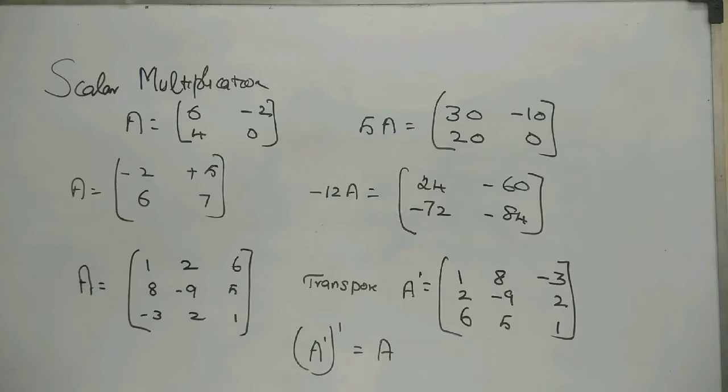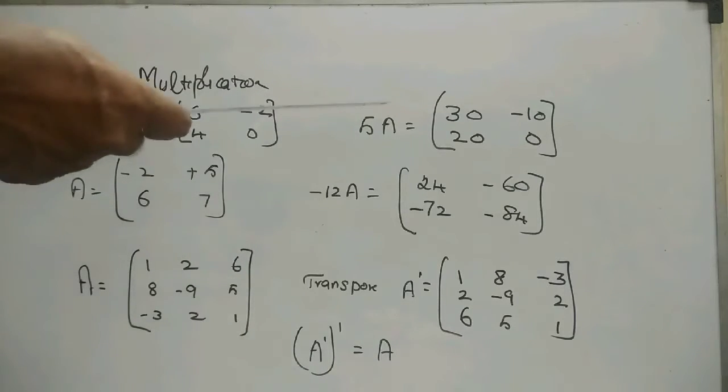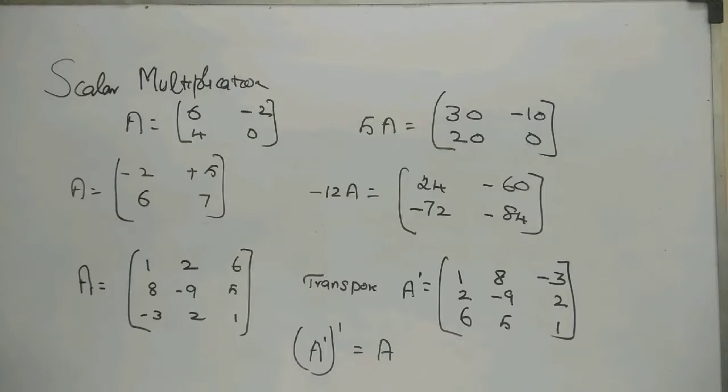Scalar multiplication of matrices. That is, the matrix is multiplied by a scalar other than 0. Suppose A matrix is like this and you have to get the value of 5 times A matrix, that is 5A. Each and every element should be multiplied with 5. That's all. 5 sixes are 30, 5 into minus 2 is minus 10, 5 fours are 20, and 5 zeros are 0.